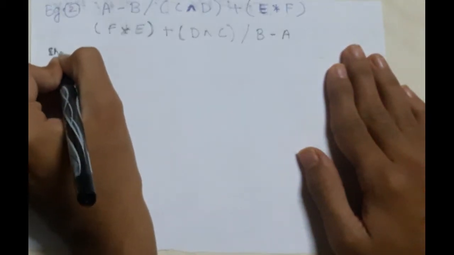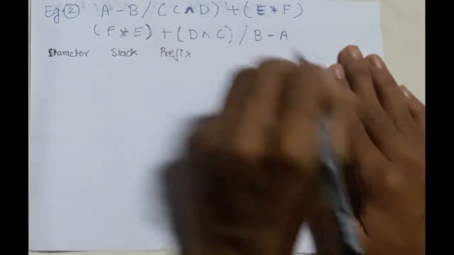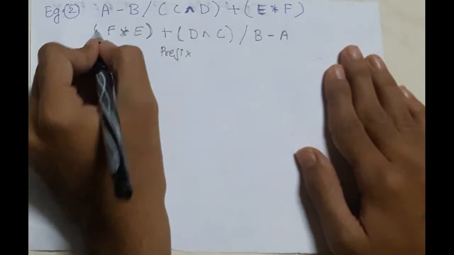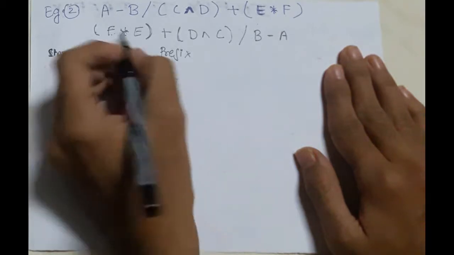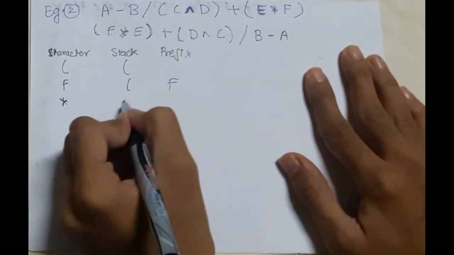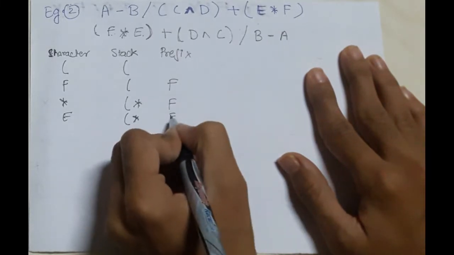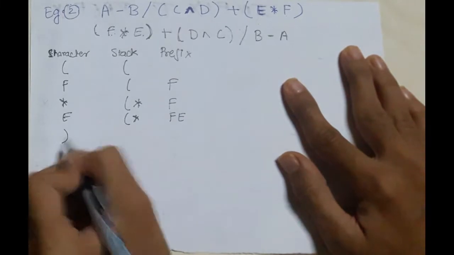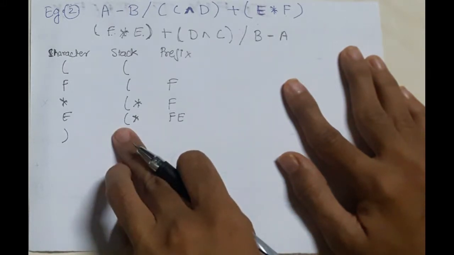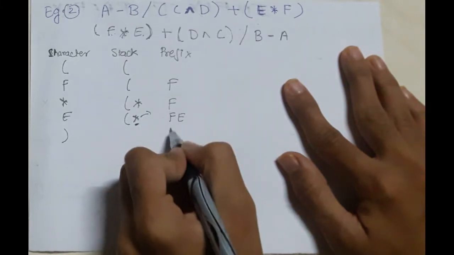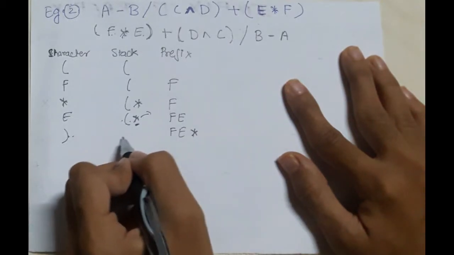Then we'll maintain three columns: character, stack, and prefix. Right? Now we'll start scanning from left to right. The first one is the parenthesis, so we'll push it into the stack. Then F. F is an operand, so we'll add it to the prefix expression. Then multiplication. We'll push it into the stack. Then E. E is an operand. Right? Then closing parenthesis. As we know, when a closing parenthesis is encountered, we pop operators from the stack until an opening parenthesis is encountered. So here there is only one operator, so we'll pop it. So now the prefix expression will be like this. And now there is no need to write this parenthesis, so the stack will contain nothing.